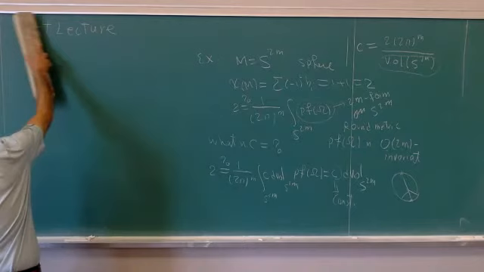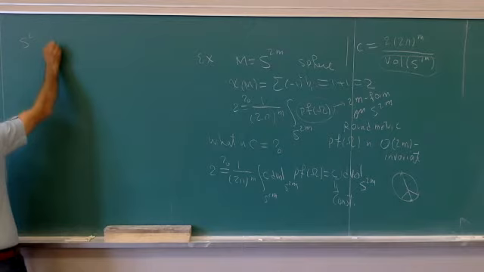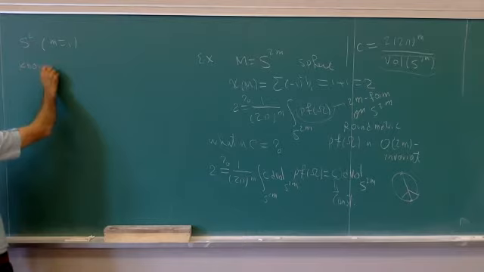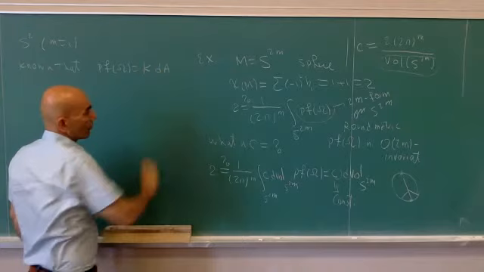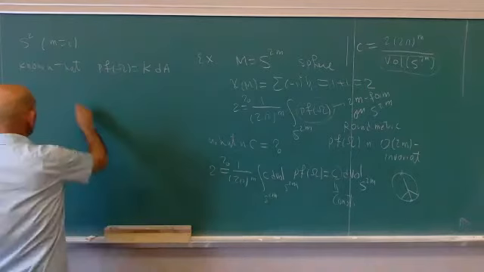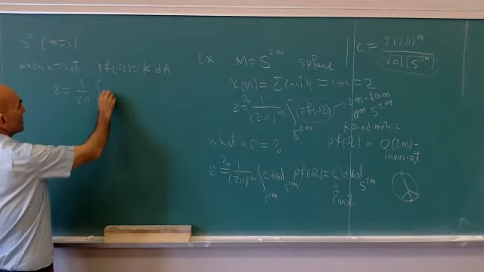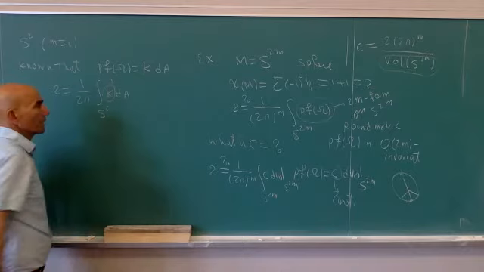If m is equal to 1 for S2, it is known that this Pfaffian of omega is equal to K dA. This is the area form, which is the volume form for S2, right? So in that case, you want to check that 2 is equal to 1 over 2 pi integral K dA over S2. But this Gauss curvature is 1.